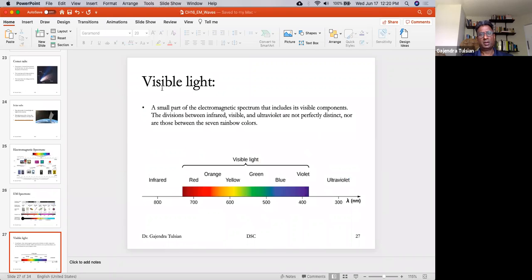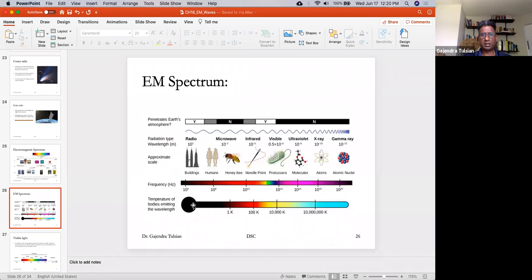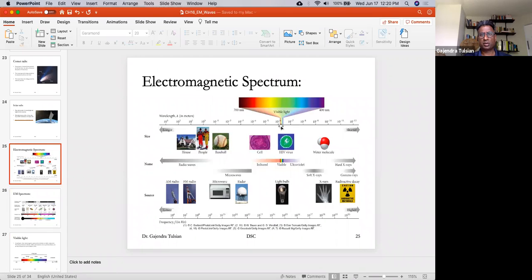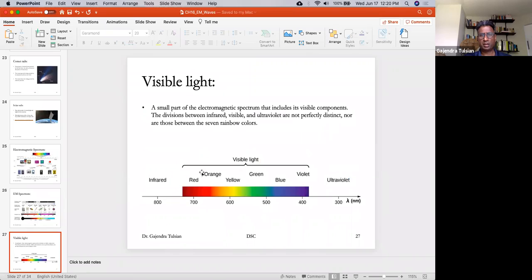So now let's talk briefly about visible light. Like I said, your eyes are sensitive to that narrow band of the electromagnetic spectrum. And so this is the visible band.